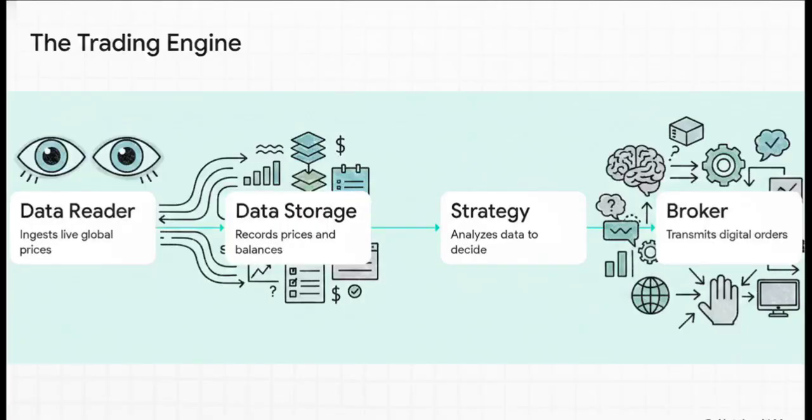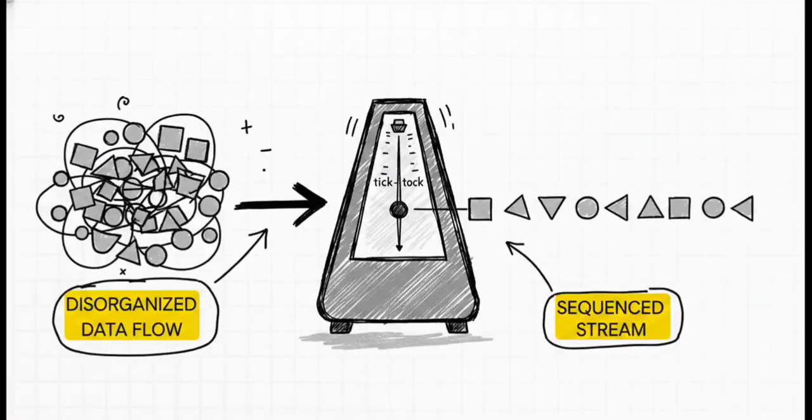This is the brain of the whole operation, analyzing that incoming data to decide exactly when to buy or sell. And finally, once it makes a decision, it goes to the broker interface, the hands, if you will, which translates that decision into a digital order and fires it off to the market. Now, when you're dealing with fractions of a millisecond, even a microscopic delay in just one part of the system can completely scramble the data.